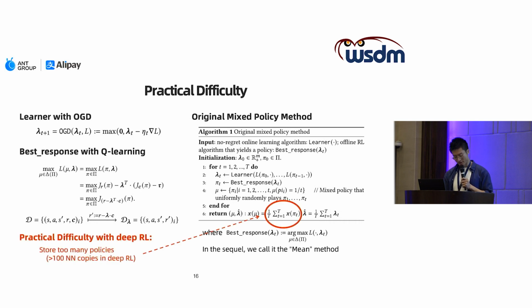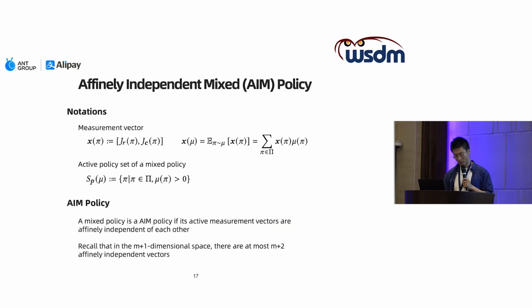However, this mean method has practical difficulty working with deep RL. In deep RL, each policy requires storing a copy of the neural network. In practice, directly applying this method requires storing hundreds of copies of the neural network parameters, making it infeasible to apply at large scale. To solve this practical difficulty when working with the mixed policy, we introduce our AIM-based method.